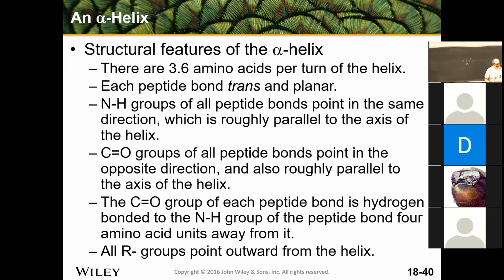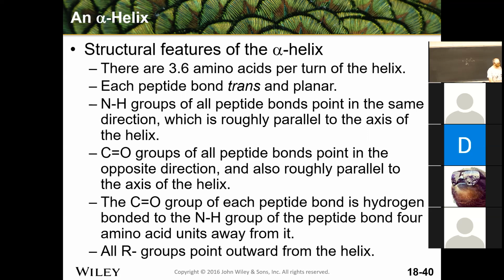Okay, some of the features of the alpha helix. There are 3.6 amino acids per turn. Each peptide bond is trans and planar. NH groups of all the peptide bonds point in the same direction, which is roughly parallel to the axis of the helix. CO groups of all peptide bonds point in the opposite direction, also roughly parallel to the axis of the helix.